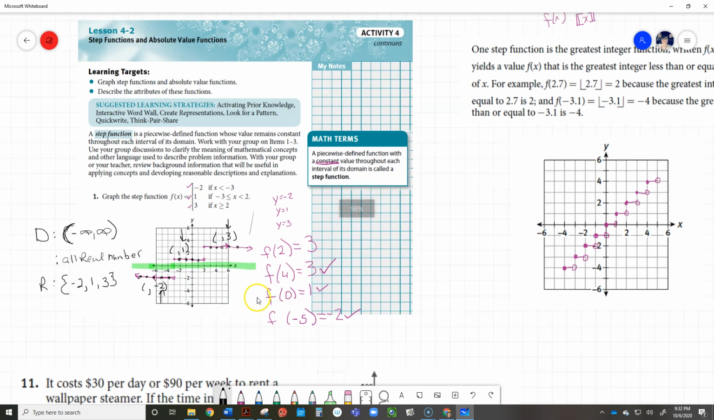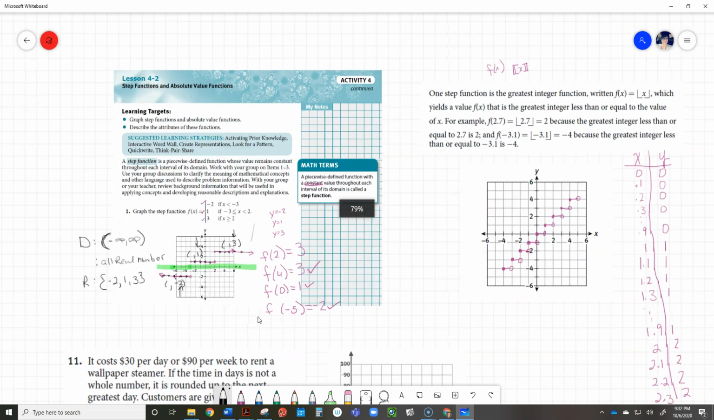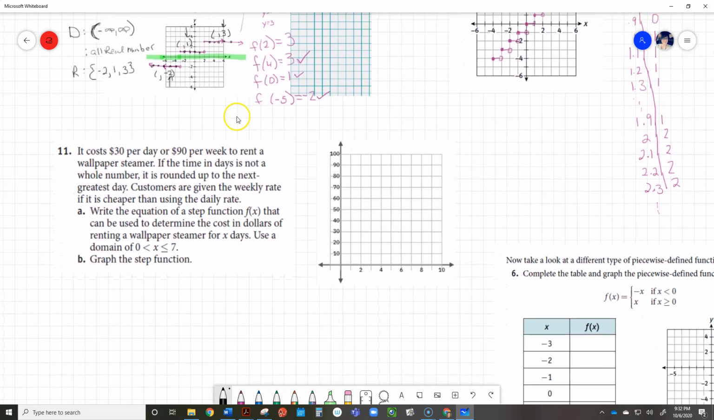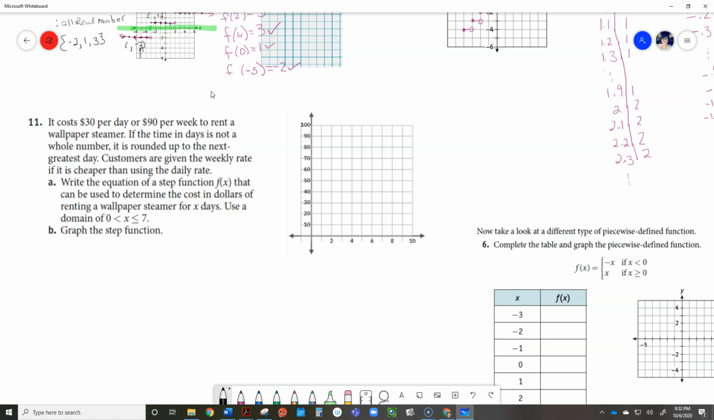All right. Then the last thing that I'm going to show you is a word problem. The word problem says, okay, we start off and it costs $30 a day. So I'm going to make a table. We're renting a wallpaper steamer. I've done that before, steamed off wallpaper. It's horrible. Don't ever do it. So it costs $30 a day. So for day one, it costs $30.